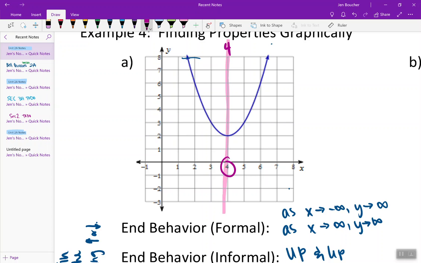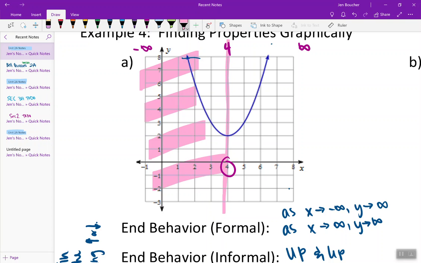So I don't care that it's turning when y is 2. I don't care that the minimum value is 2. Sorry, I started to stutter again. I care that it's happening at 4 because that's on the domain where it's turning. On the domain, this is where positive infinity is. On the domain, this is where negative infinity is. So I've broken the graph into 2 chunks.